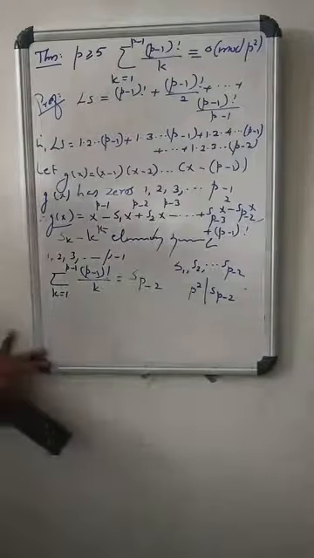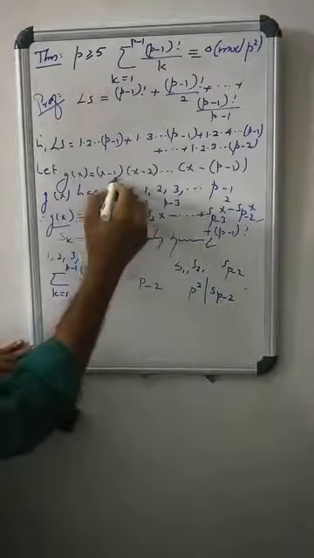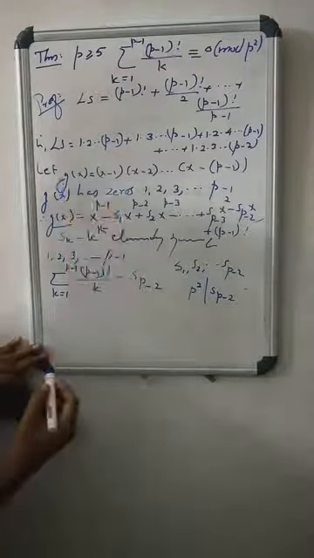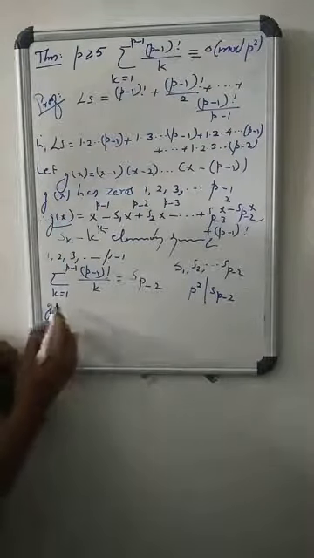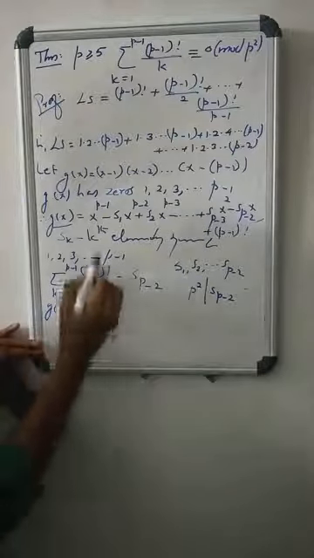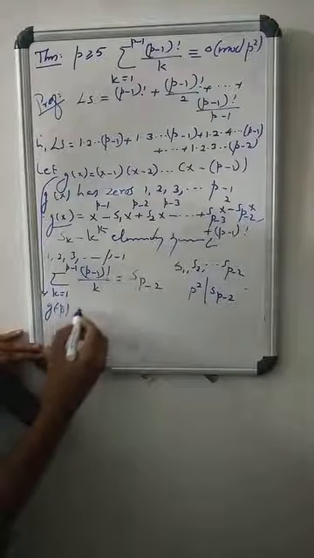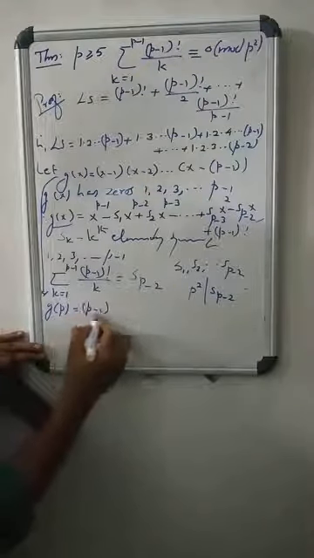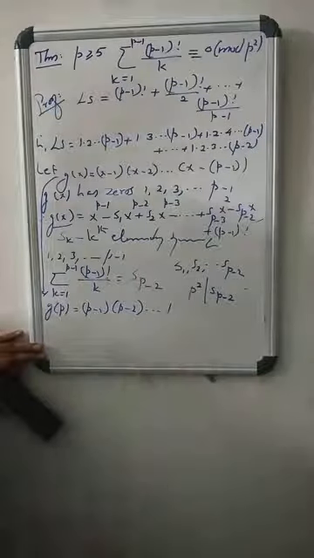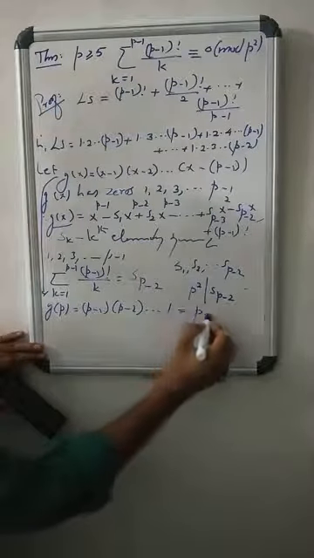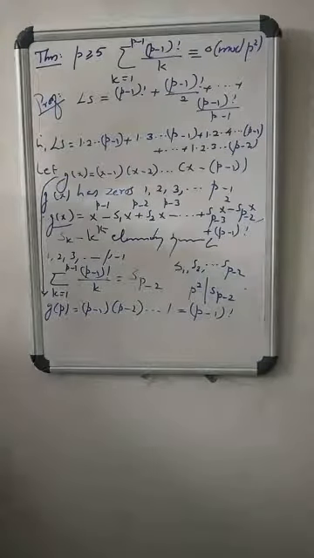How? We have, what about g of x? G of x is (x minus 1)(x minus 2) etc. (x minus (p minus 1)). So from there, what is g of p? G of p equals (p minus 1) into (p minus 2) into etc. into (p minus (p minus 1)), which means 1. So g of p is (p minus 1) factorial. G of p is (p minus 1) factorial.